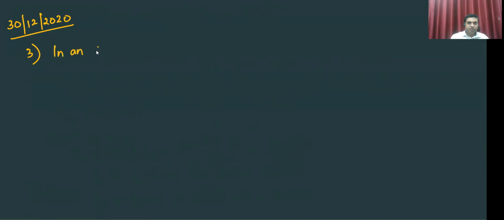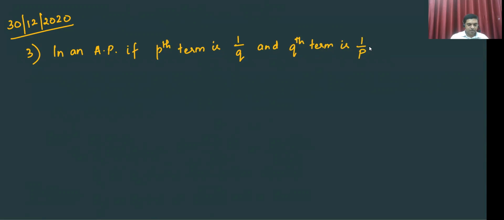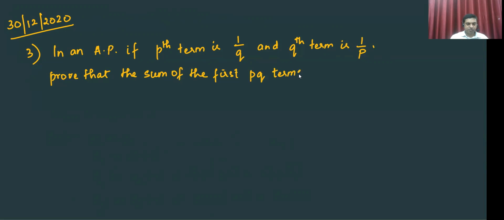In an AP, if the pth term is 1 by q and the qth term is 1 by p, prove that the sum of first pq terms is half pq plus 1, where p is not equal to q.